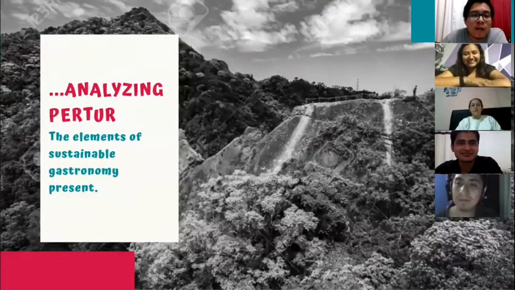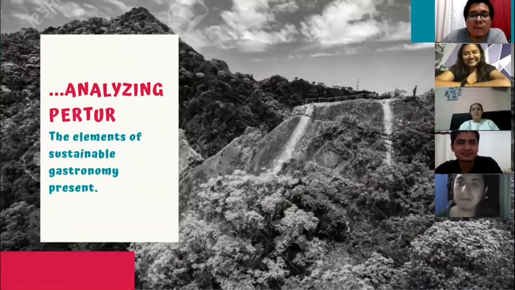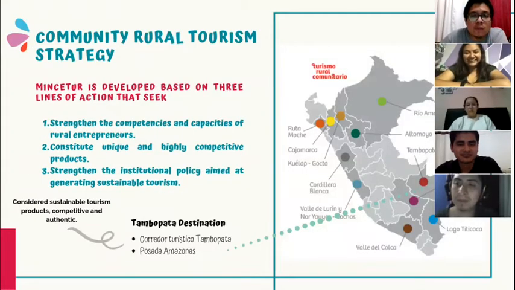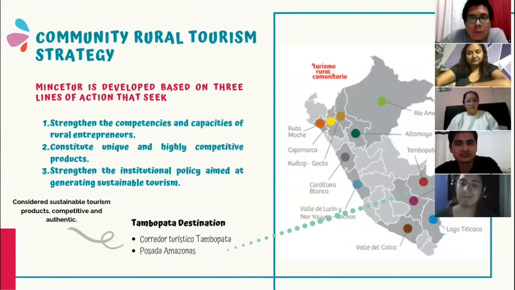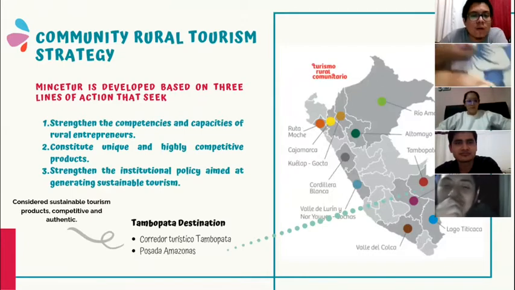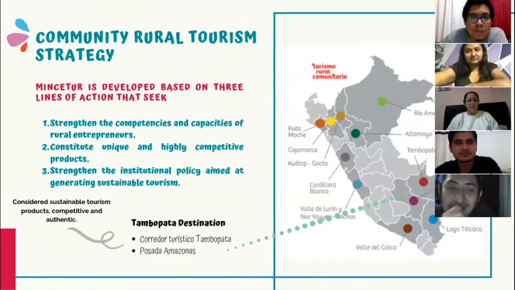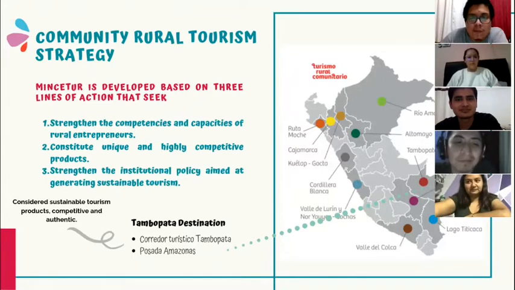First, we are going to analyze PERTUR and the main elements of sustainable gastronomy and relevant data for our destination. We have the community rural tourism strategy, where tourist activity in rural areas is carried out in a planned and sustainable way, with the participation of organized local populations, benefiting the community. It means development on the basis of three important lines of action.